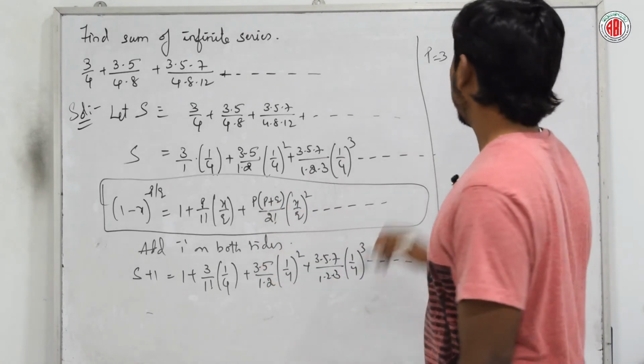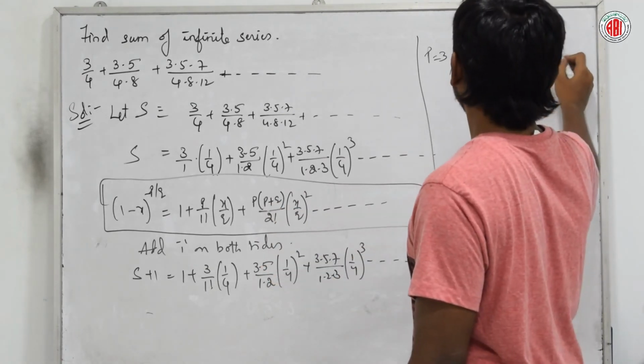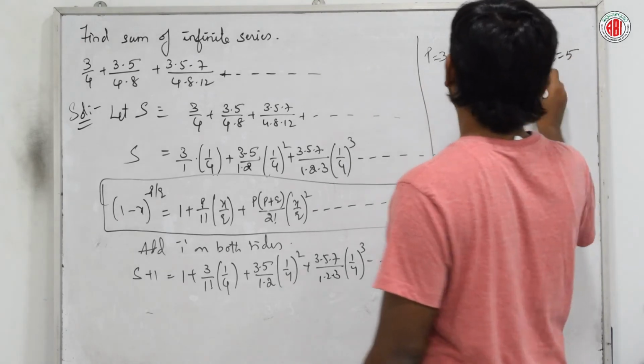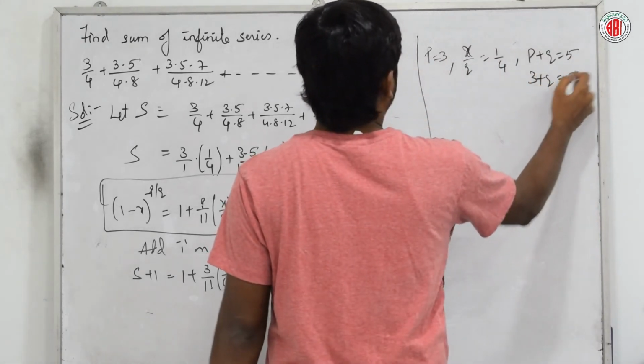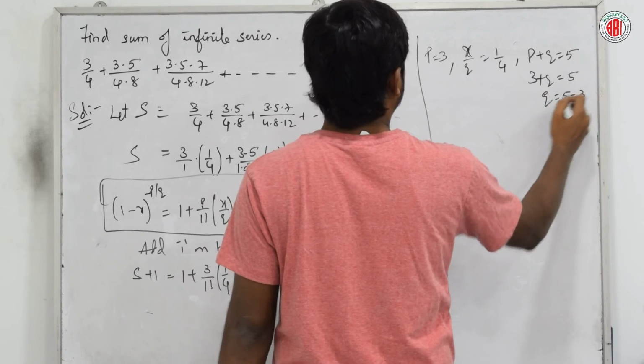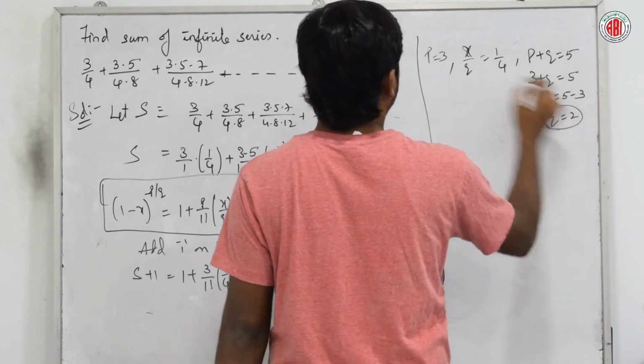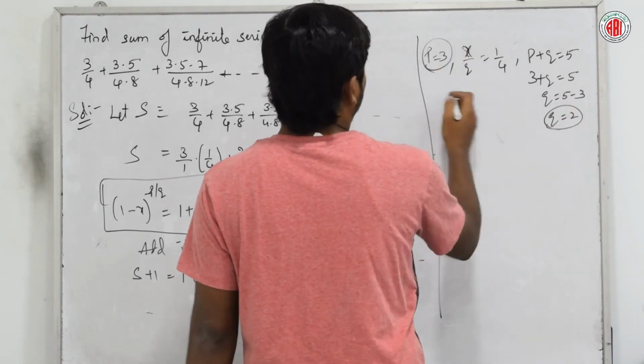P plus q is 5. We know the value of p as 3. So the value of q will be 5 minus 3. The value of q is 2. P is 3. What about x now?